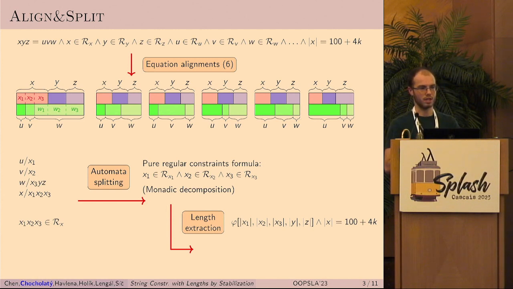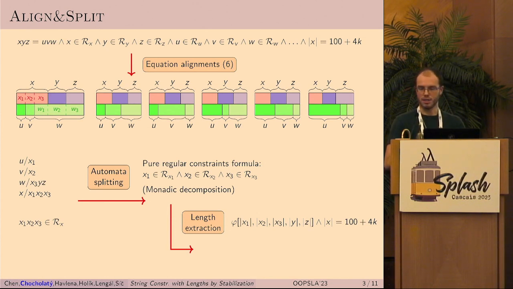possibility to extract lengths from these regular constraints. There are regular constraints represented by automata, and from each automaton for each variable, we can extract some regular length constraints, which we then append with the length constraints in the input formula.